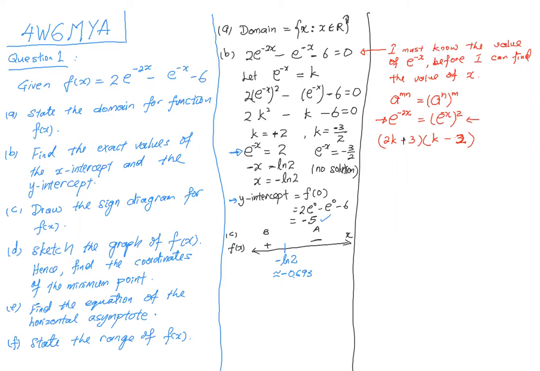So now can you please use your graphic calculator to sketch the graph? You should know already. This is your origin. This is your x-intercept. That is negative ln 2. This part is below the x-axis. This part is above the x-axis. Correct? Above, below.